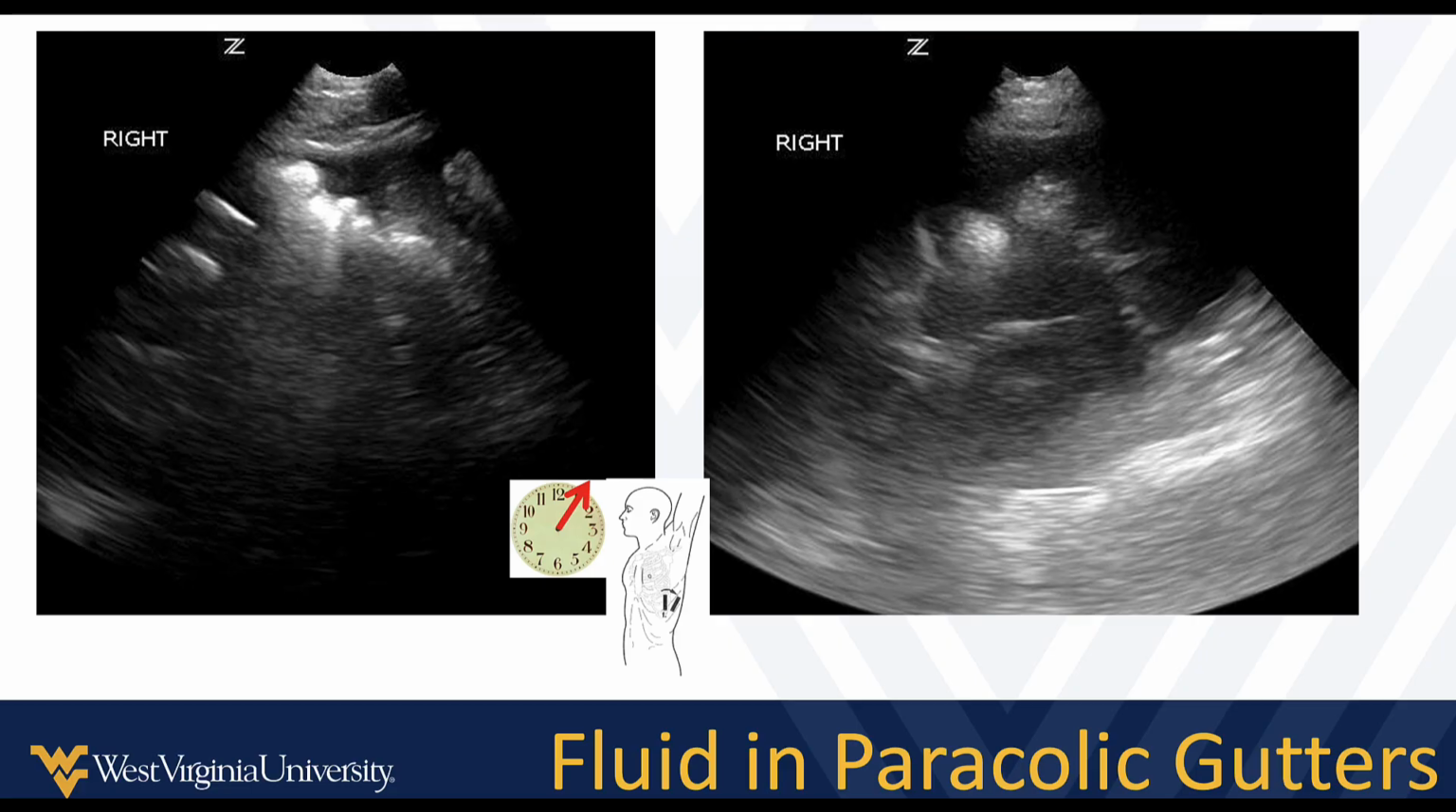So your exam is not complete if you don't include the pericolic gutters, and you're going to miss free fluid if you don't include the pericolic gutters. And here, just an example, we see the outline of the intestine with these bright white air bubbles inside, and then we see fluid displacing that intestine.